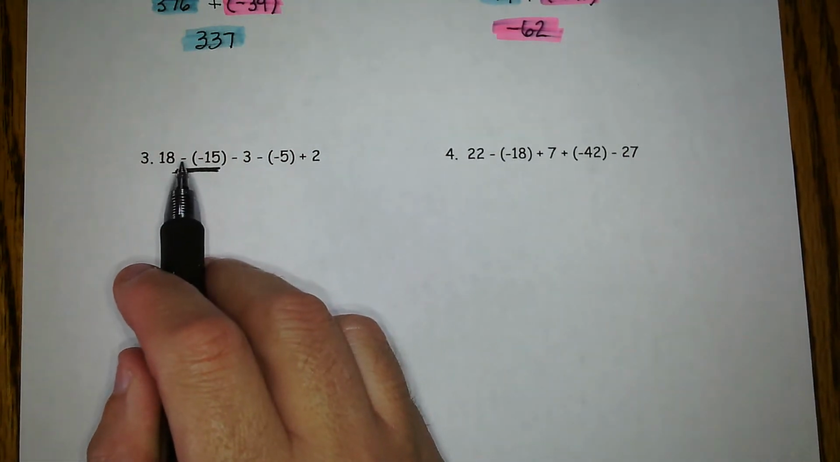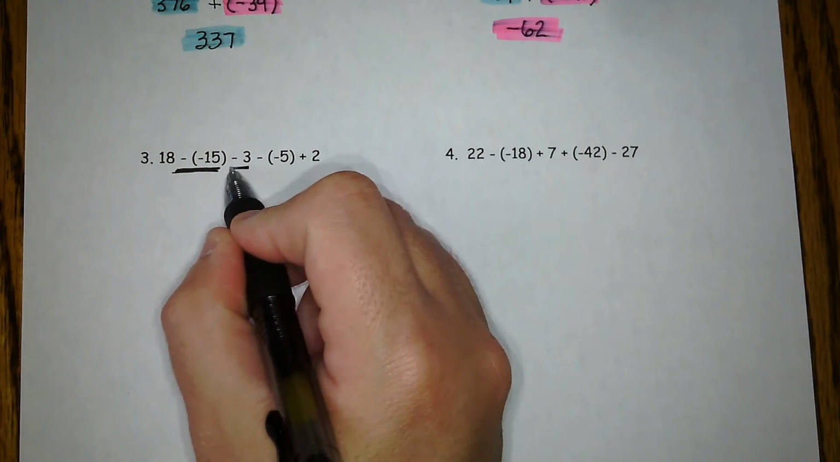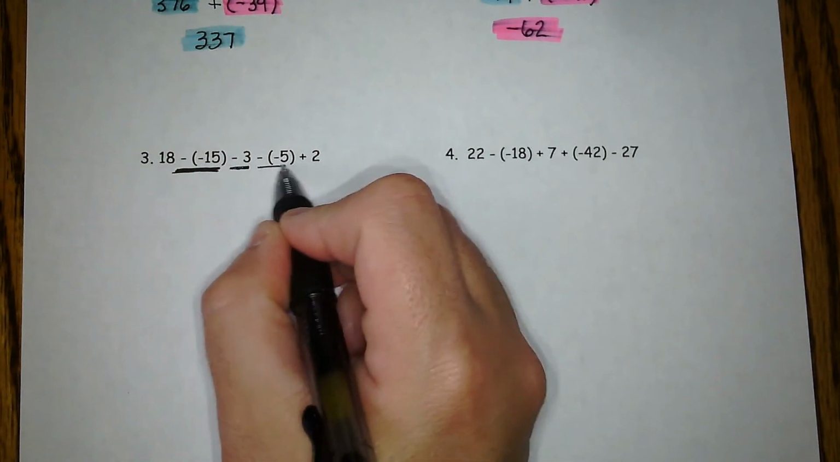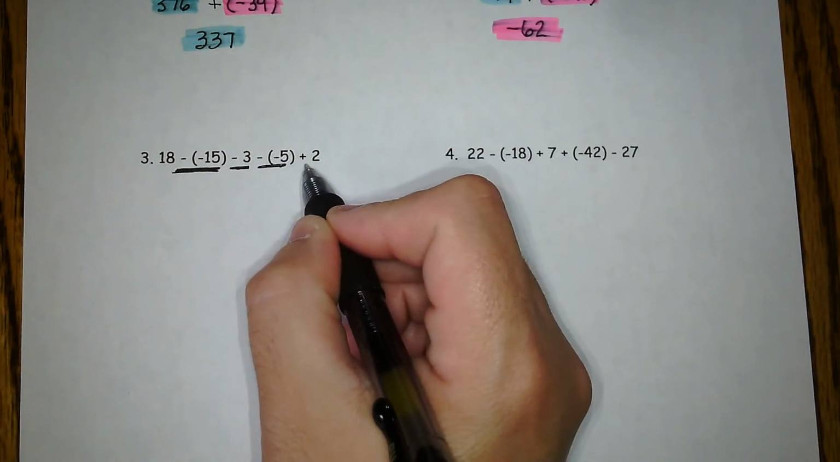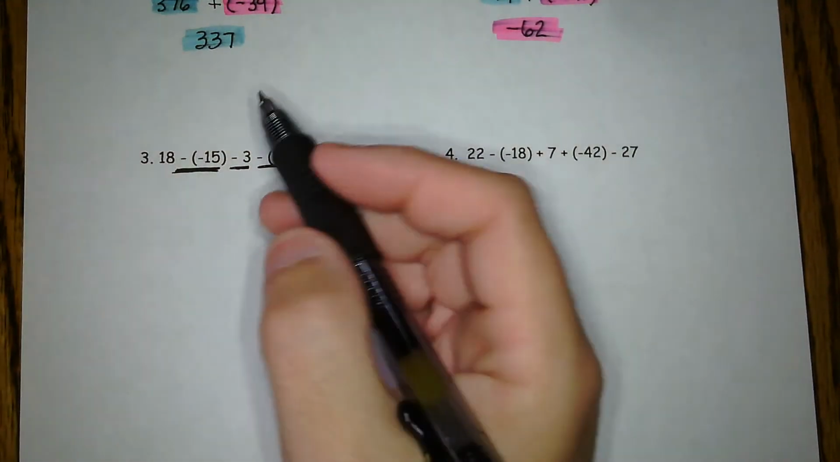Anytime I see a minus sign, I need to keep, change. Minus sign, keep, change. Minus sign, keep, change. Plus sign, I don't have to. So only at the minus signs do I do this. So I'm going to rewrite these in the correct format. Once I get everything to addition, then I can combine my like terms.